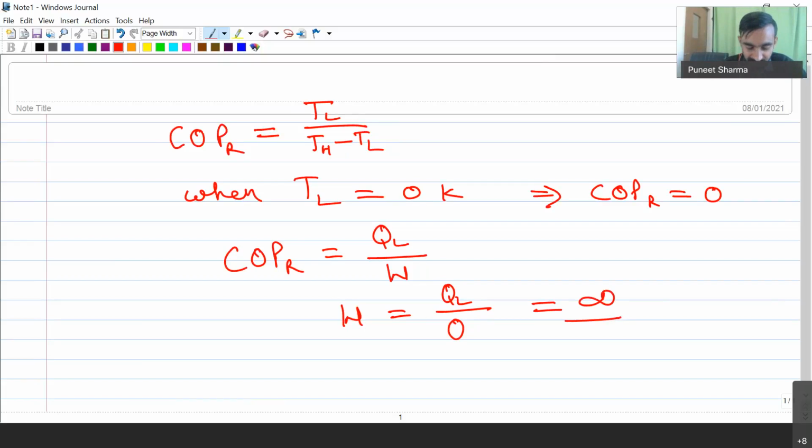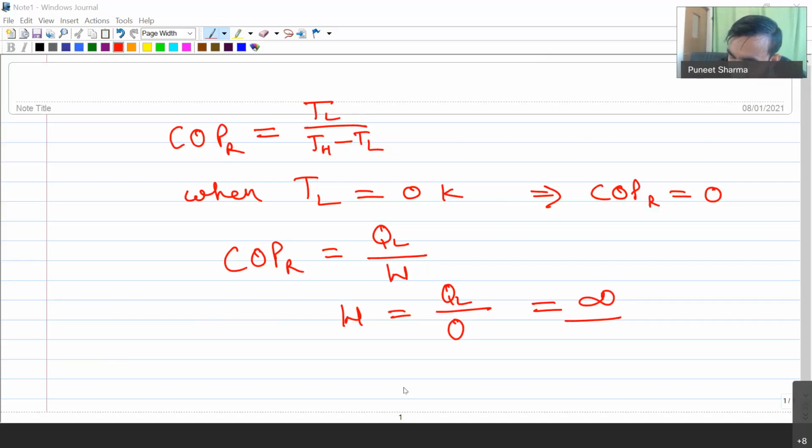Yes, sir. So the work required should be infinite and COP will be 0. Okay. Then the next question: how is entropy taken as 0 for water at 0 degree Celsius in the steam table?